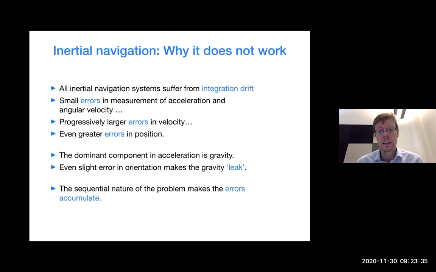And these challenges are further amplified by the fact that the dominant component of what the accelerometer senses is gravity. So if we have even a slight error in orientation, this makes the gravity leak. So we erroneously think that some part of the gravity is actually linear acceleration. And the sequential nature of this problem makes the errors accumulate. So without any other information, even this kind of very small sensor noise could cause huge drift in the position over short periods of time.